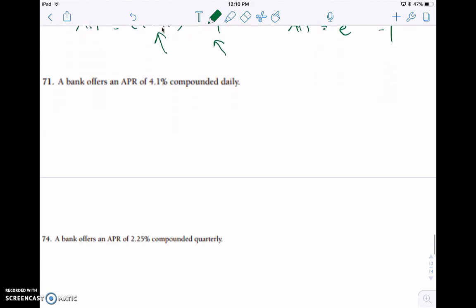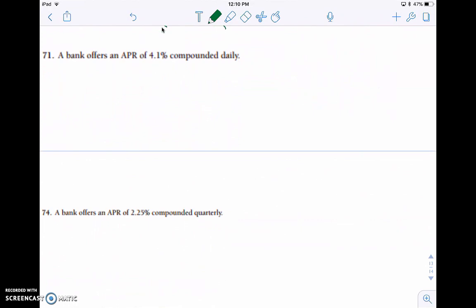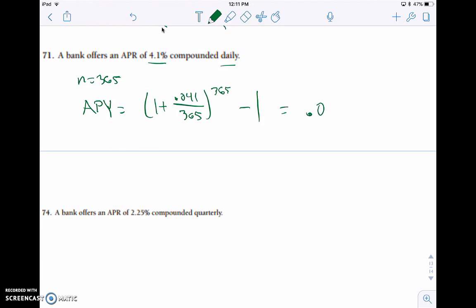Okay, so we want to find the annual percent yield if a bank offers an APR of 4.1% compounded daily. So we have N as 365. APR is going to be 0.041. So the APY here is going to be 1 plus 0.041 over 365, raised to the 365 power, and then subtract 1 from all of that. When you do that, again, please make sure you're able to get these numbers in a calculator. We get approximately 0.0418, which as a percentage is 4.18%.